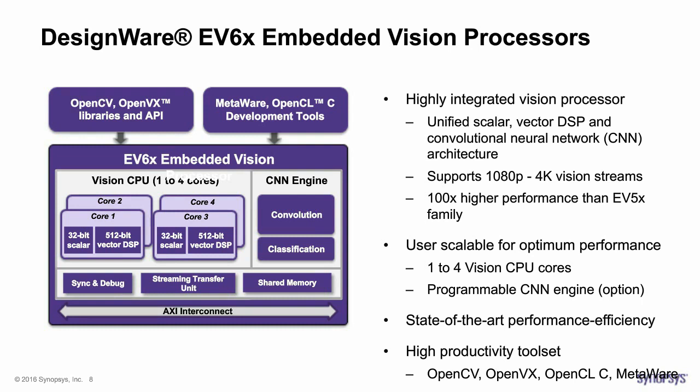But the processor itself is scalable, so you can control the number of vision CPUs. Those are highly configurable. The CNN engine itself can be configured to some degree, so that you can tailor it to your application to give the level of performance that you need, but also limit the power consumption in an area. And of course, we have a complete set of tools to support the processor. You can imagine a processor with this level of complexity requires a full set of tools to program.